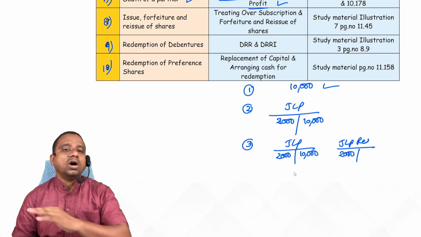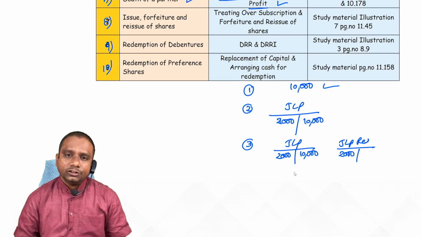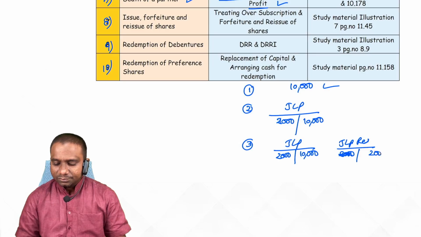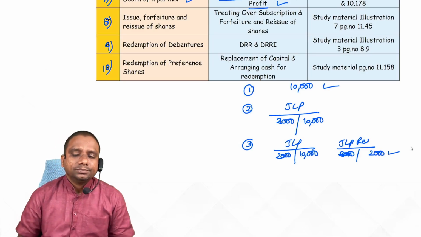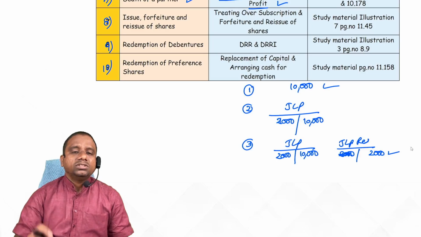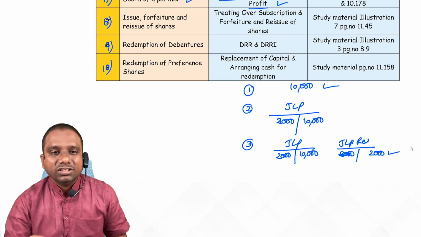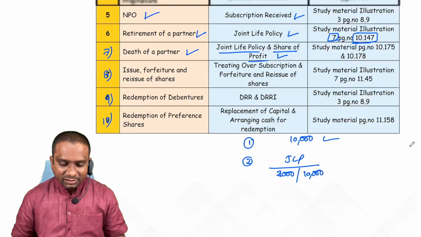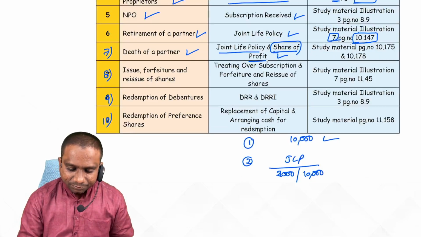8,000. Distribute to all partners in their profit sharing ratio. Now, there is no JLP, sorry, reserve credit balance. There is no JLP. So, distribute this 2,000 reserve also to the partners in their profit sharing ratio. Over. That's clear, students. Next adjustment, share of profit.